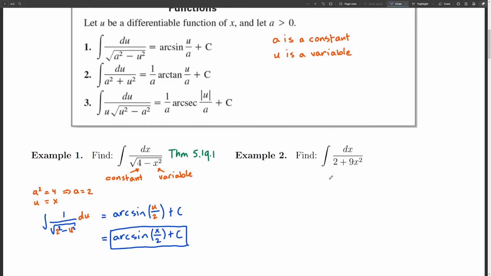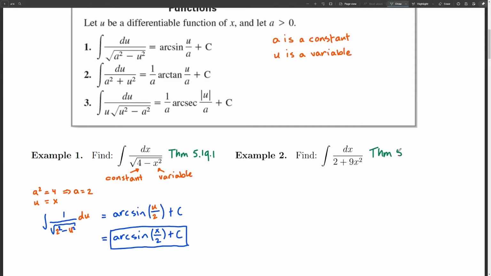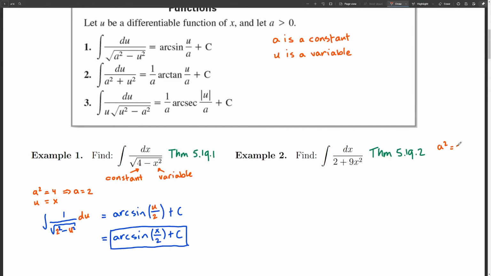Now for the other example, we're looking at an integral of the form du over a squared plus u squared. But we'll have to do a little bit more work here. So recognize that this is theorem 5.19.2, and now we have a squared plus u squared. So a is the constant, so we have that a squared equals 2, and we have that u squared equals 9x squared.